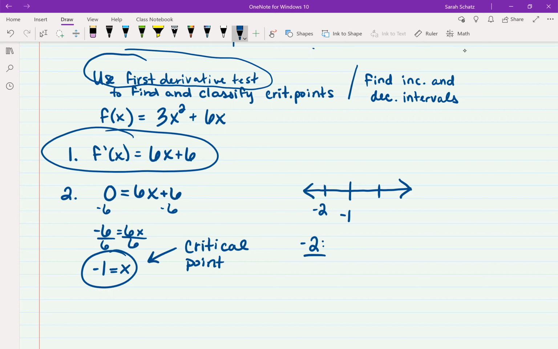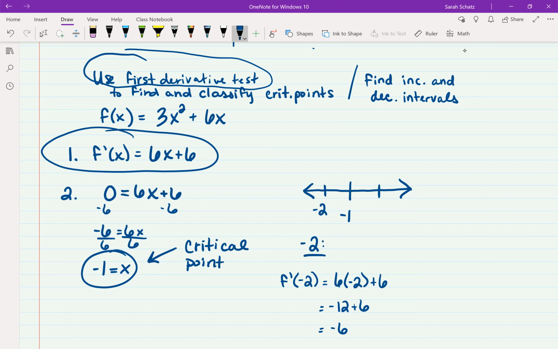So take your -2 and put it into that derivative. Let's see what we get. So for this, I'll get 6 times -2 plus 6. So -12 plus 6, and I get -6. So I put a -2 into my derivative, and I got a -6.